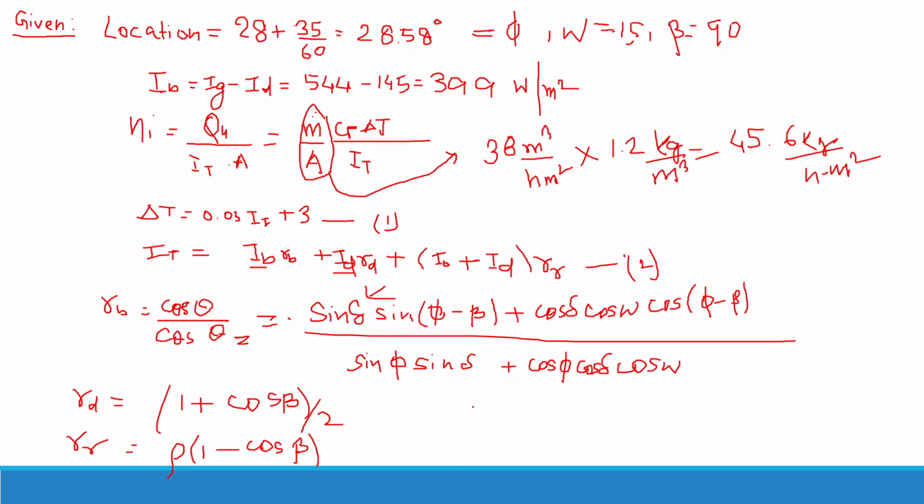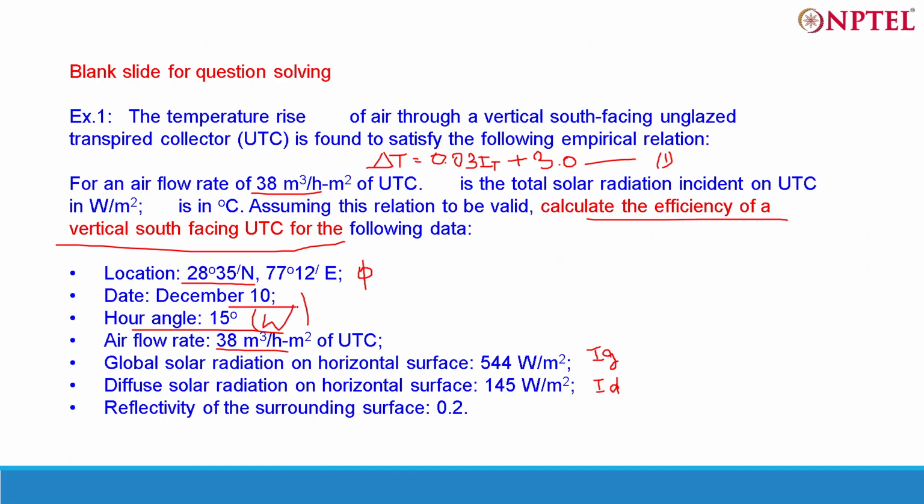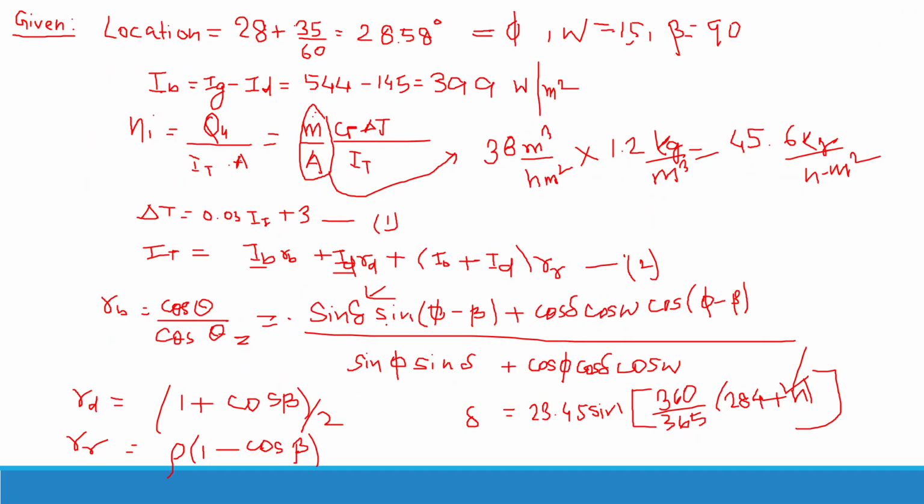You know the declination angle delta equal to 23.45 sine of 360 upon 365 into 284 plus n. And what is n here? N is the number of days. So on which day do we want to calculate? On 10th of December. So n will be, let's go to next slide.